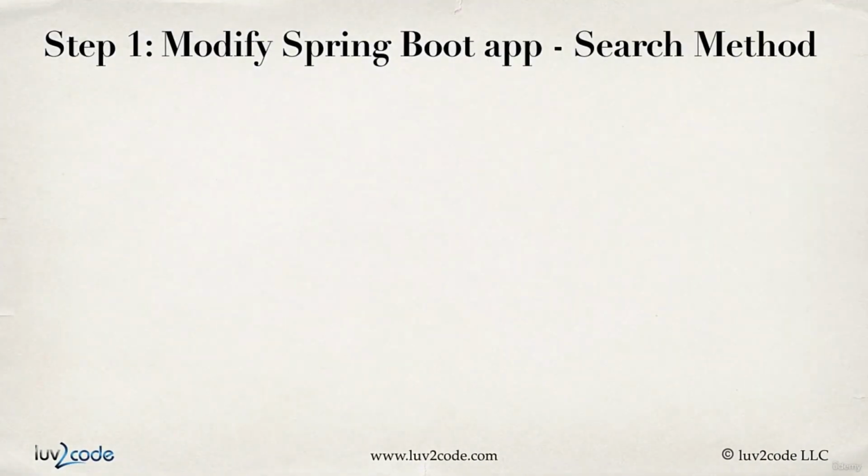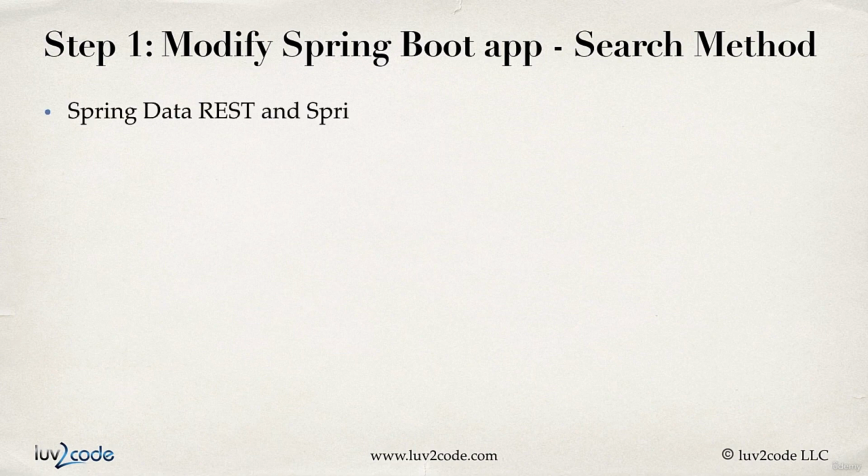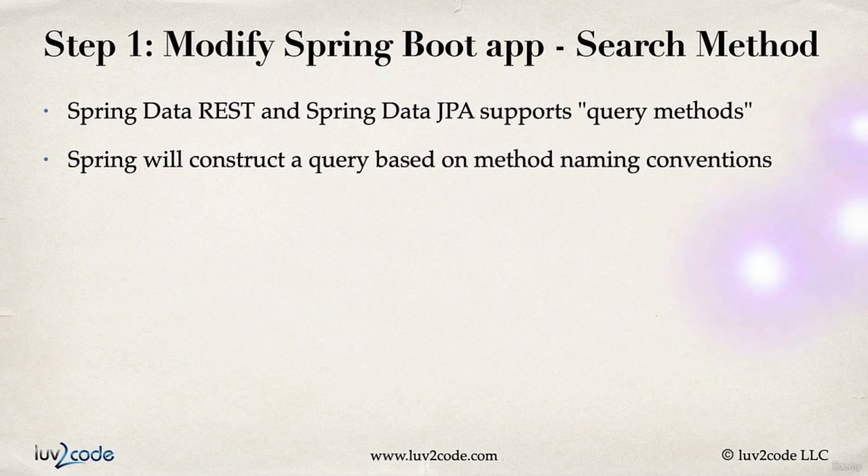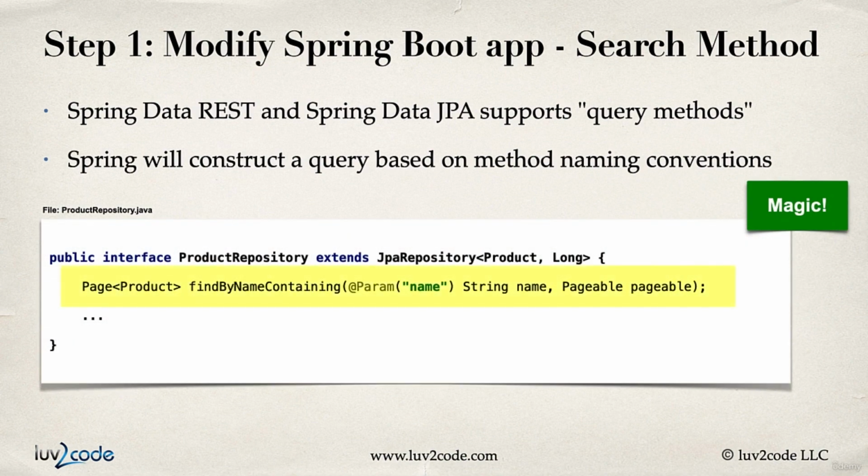Alrighty, step one of modifying the Spring Boot app for a search method. So remember that Spring Data REST and Spring Data JPA supports query methods. Spring will construct a query based on method naming conventions. And remember, this is all that Spring magic. So here's our product repository. We'll have this new method here, findByNameContaining, and then we'll pass in the actual name.